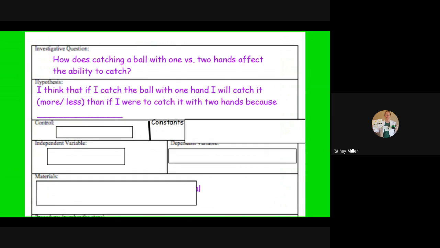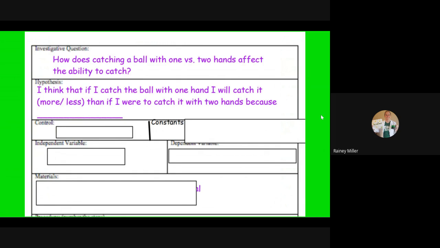So if I were to say, I think that it is harder to catch a large basketball with one hand than a ping pong ball, because the basketball is going to be larger than your hand and therefore be harder to catch. I gave a reason why.